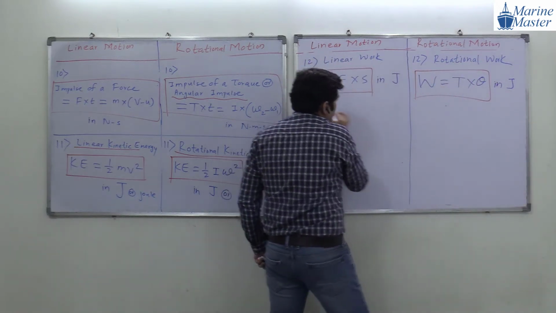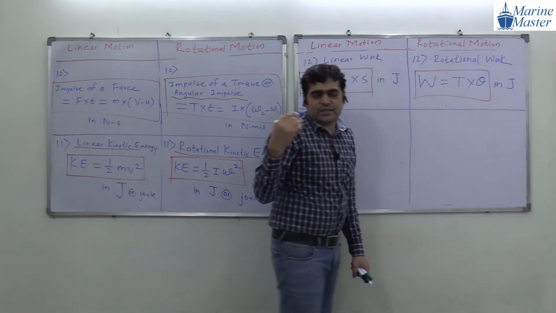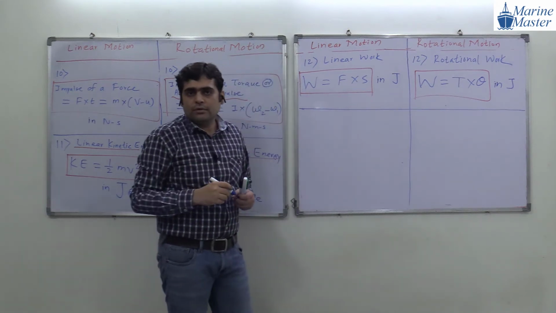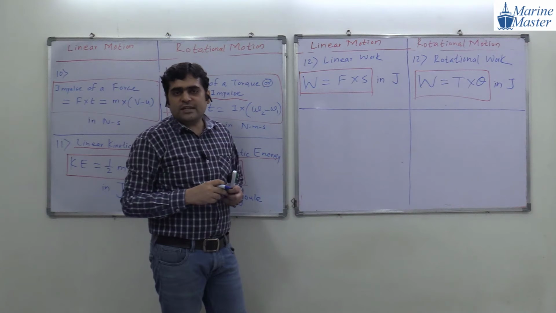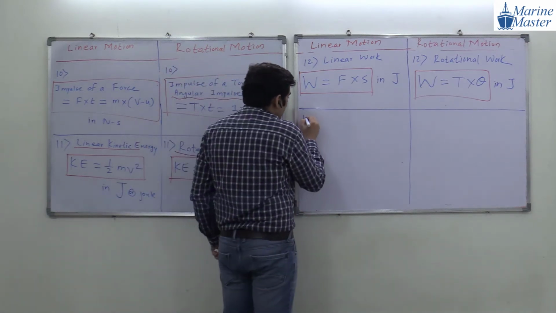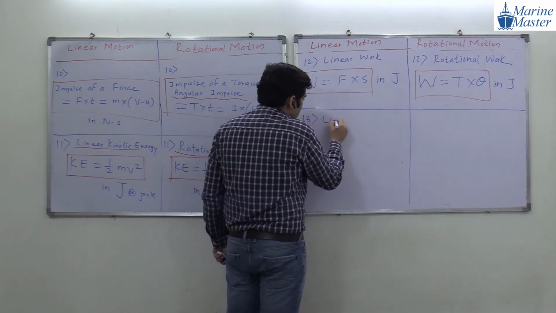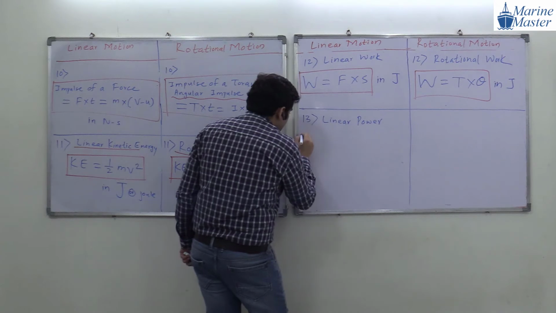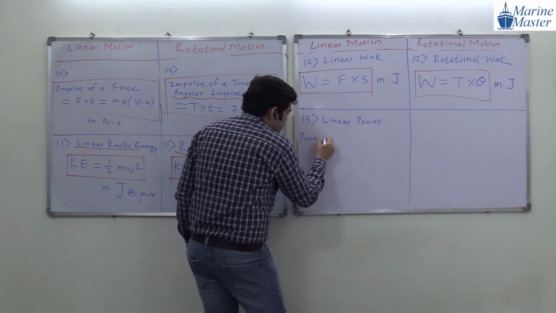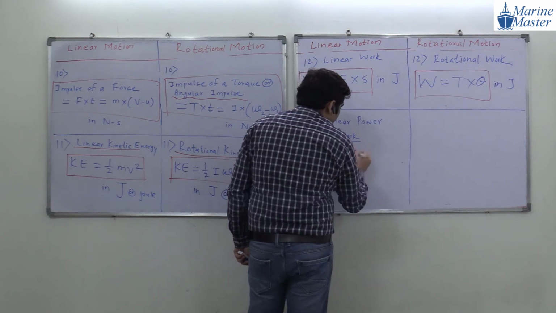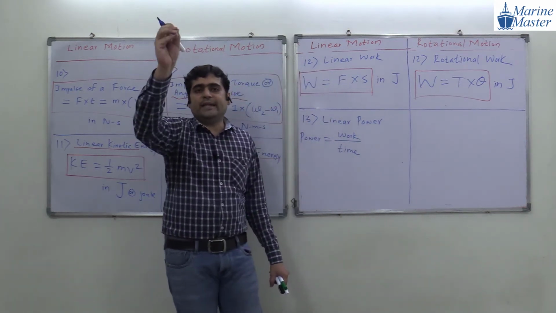What is the next point in linear motion we studied after work? What is the next point we studied? Power. Okay, so 13th point, linear power. So what is the relation for power we have seen there? The basic relation for power is equal to what, guys? Work by time. See, how to define power? Power means work done per unit time.